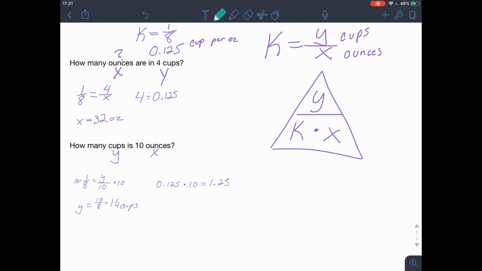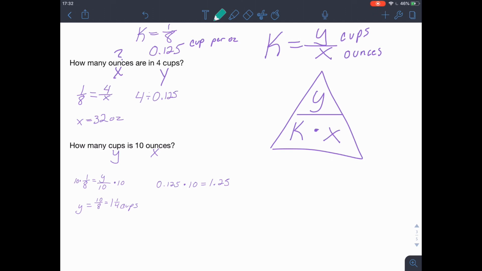How about when we're looking for our y value, though? We can figure that out if we try to figure out how many cups are in 10 ounces. So if I set up my k equals y over x, my k is still 1/8. And this time, I'm going to keep y there, and in place of my ounces, x, I will put 10. Now, I could cross multiply here, or since 10 is the number I'm dividing my variable y by, I could multiply both sides of this equation by 10 like we did when we solved one-step problems. When I do that, I get y by itself, and it equals 10 over 8, which simplifies to 1¼ cups.